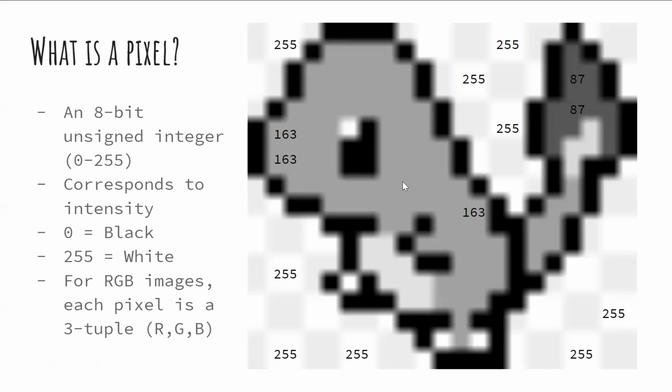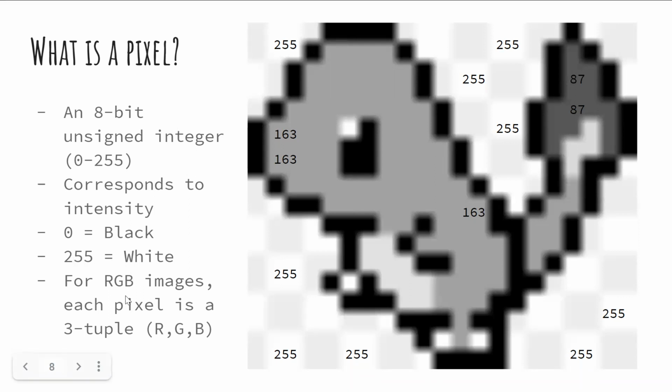In the context of grayscale images, a pixel is just an 8-bit unsigned integer, meaning it can take on values from 0 to 255. 0 represents the color black, like here, where these pixels have the value 0, and 255 is white, such as here. Everything else is in between. Like the body of Charmander is 163, and if you go even darker, like the tail here, it's 87. So the range is from black, which is 0, to white, which is 255, and the number corresponds to the intensity of the color. 0 means no intensity. 255 means full intensity.